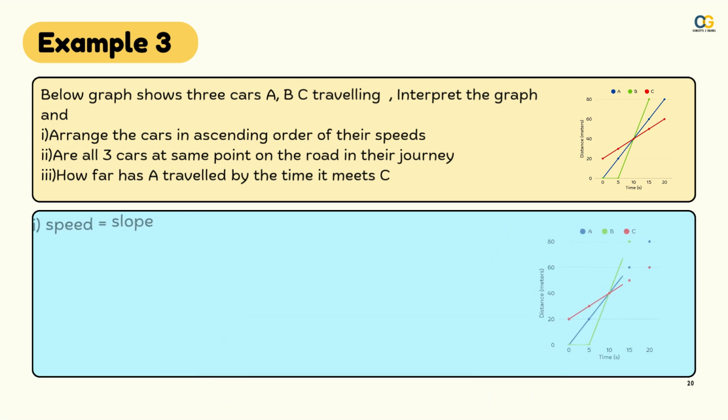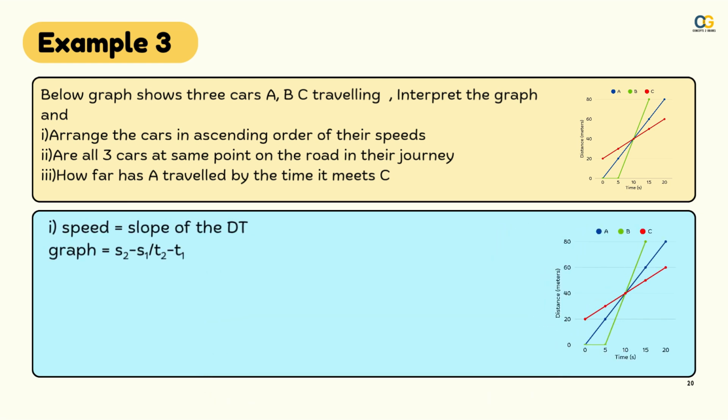So speed from the d-t graph is given by the slope from the d-t graph. For A, if I want to calculate the slope, from the interval 5 to 10, the distance it traveled is 40 at 10 and 20 at 5. So it is (40 minus 20) by (10 minus 5), which is equal to 20 by 5, which is 4 meters per second. B has gone from 0 to 40 in the interval 10 minus 5. So the speed will be 40 by 5, which is 8 meters per second.